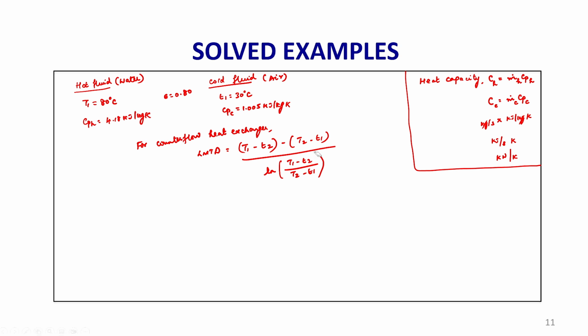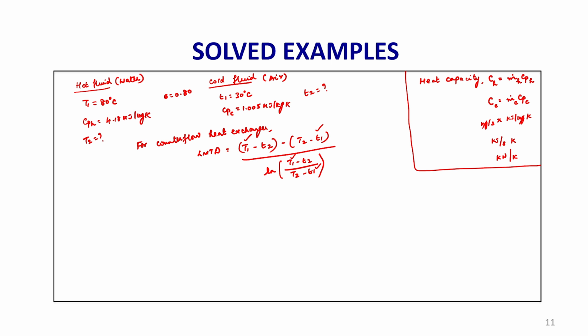So, now if you see capital T1 is given and similarly small t1 is given, but the other 2 temperatures are unknown, T2 and t2. Outlet temperature of the hot fluid is not known. Similarly, outlet temperature of the cold fluid is also not known. So, unless these 2 are found, and we have been asked to find out the LMTD, definitely the other 2 temperatures are required.